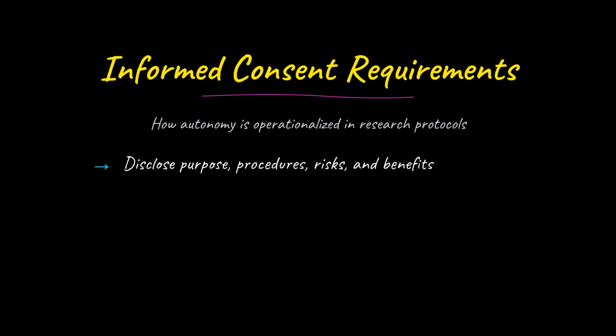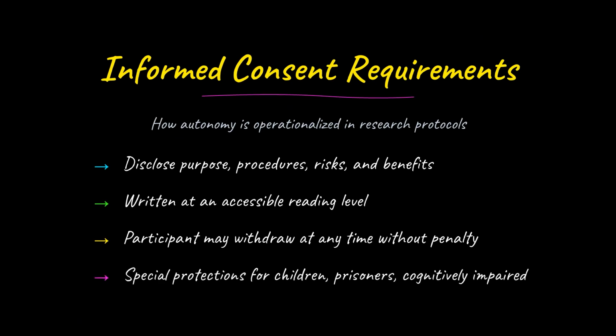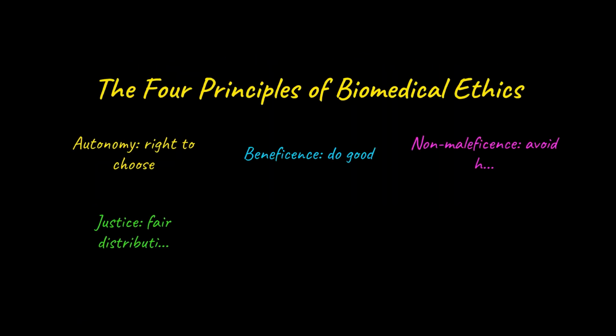Autonomy is operationalized through informed consent. The consent document must disclose all material information, be written accessibly, and affirm the participant's unconditional right to withdraw. Populations with limited consent capacity, including children, prisoners, and those with cognitive impairment, receive additional protections. Autonomy sits alongside three other principles: beneficence, non-maleficence, and justice.